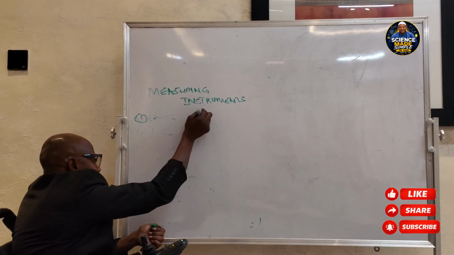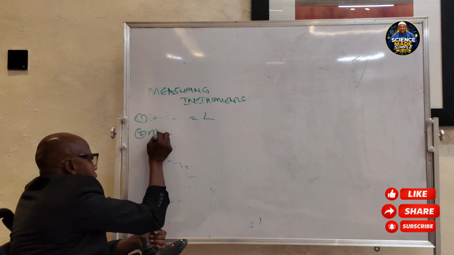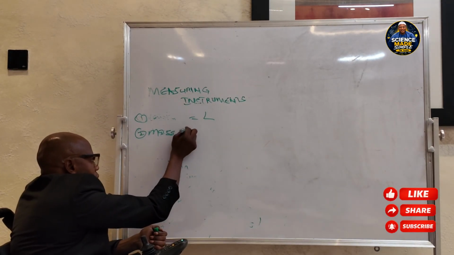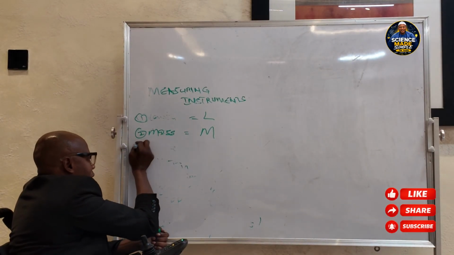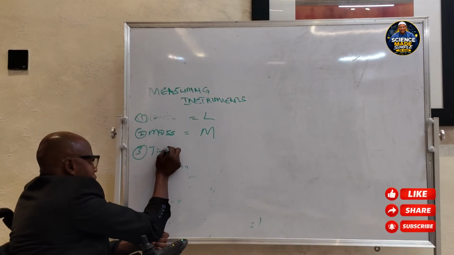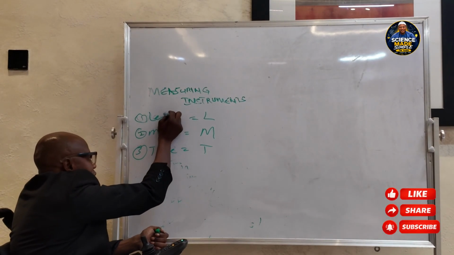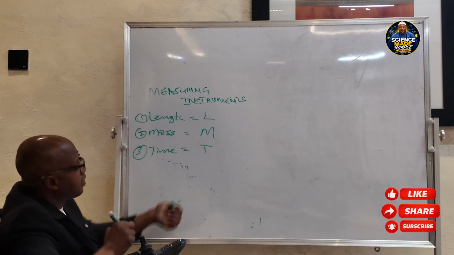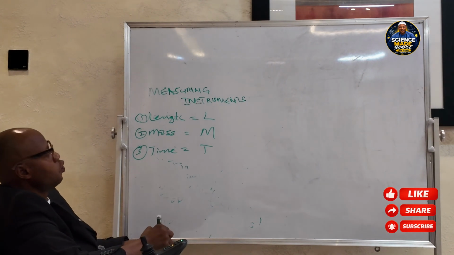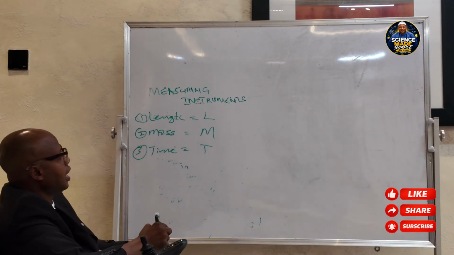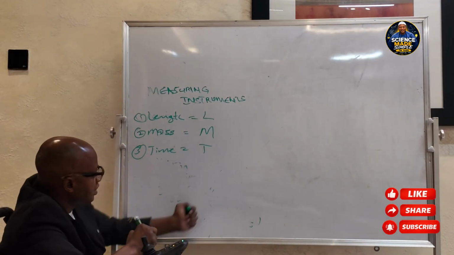So for dimension, the dimension for length, we write it in capital letter L. The dimension for mass, we write it in capital letter M. Dimension for time, we write it as capital letter T. For length, we have capital letter L as a dimension. For mass, we have the capital letter M. For time, we have capital letter T.